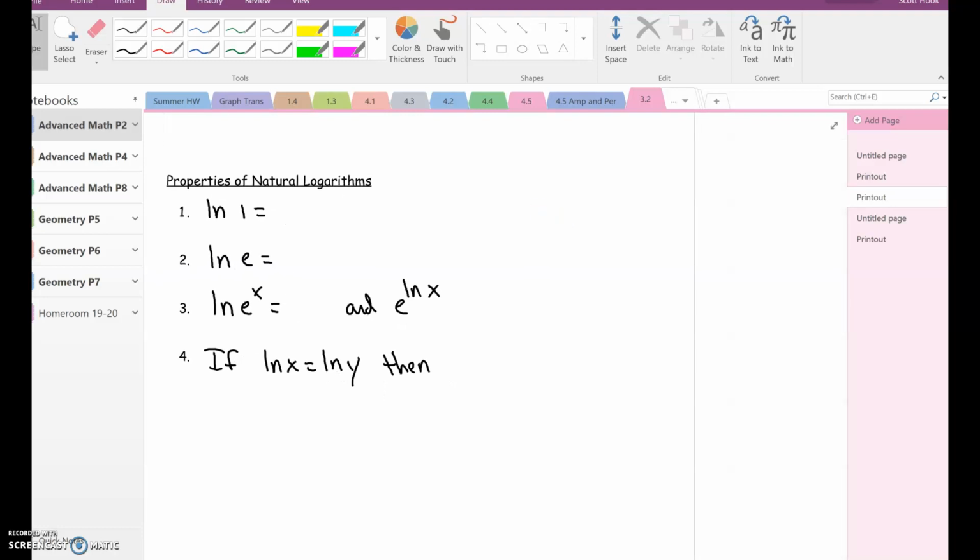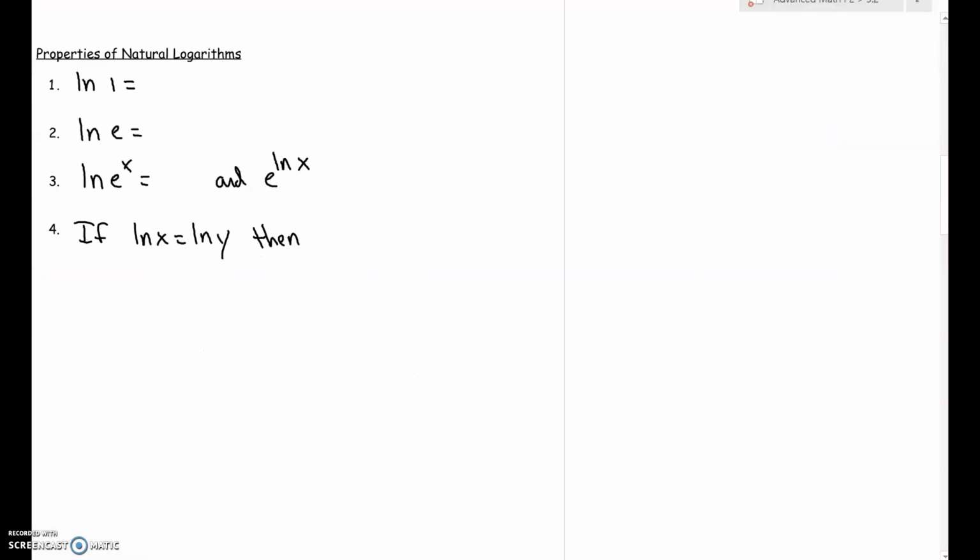But in this case, we're going to do it in ln's, in natural logarithms. It's the same thing, though. So ln of 1 is going to be 0. Remember, what does that mean? Well, ln of 1 is the same thing as saying log base e of 1.